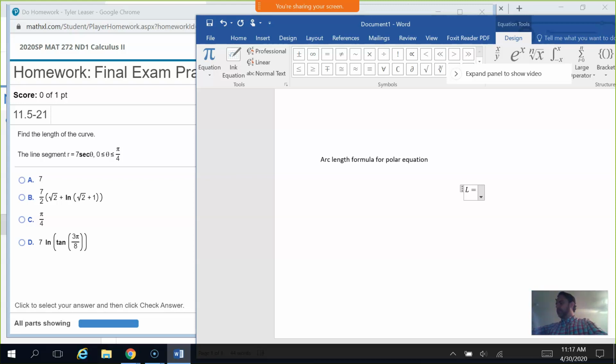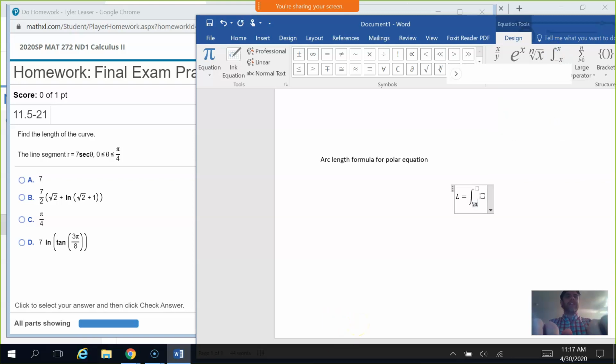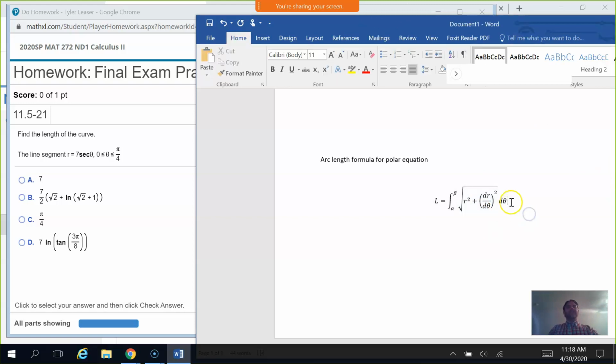Area stuff, length stuff, here we go. So it is this, the integral from alpha to beta. These are just the lower and upper limits of the angle. And then the integral that you want to do is the square root of r squared plus (dr/d theta) squared, d theta. Again, I would not expect you to have this formula memorized. It's just the formula for the arc length given a polar equation.